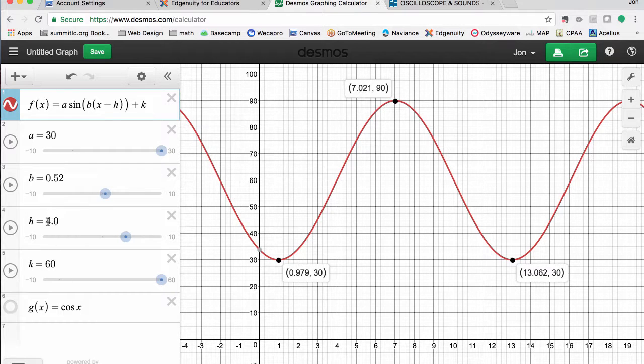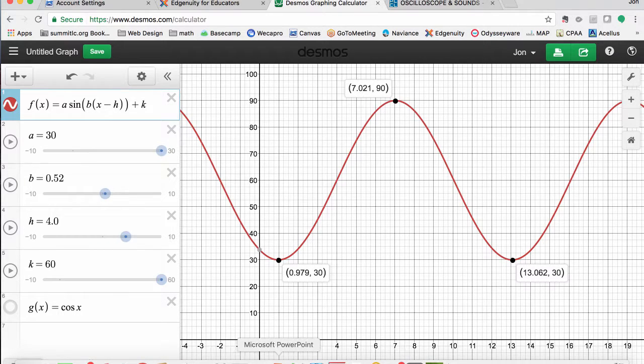We had to adjust H to get a shift, so it started on the right value that we wanted to start with, and shifted right or left. We had to affect B because we wanted one whole period to span over 12 months. So we multiplied it almost by half, a little bit over half, to get it to stretch from 1 to 13 for that 12-month period. And there we go. It's not too bad, right?